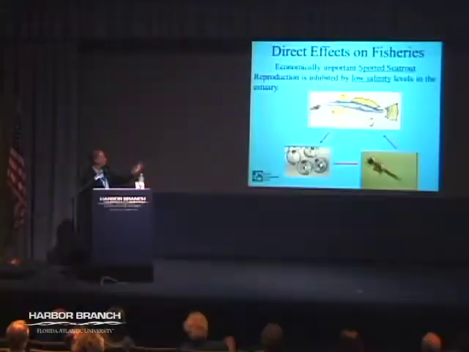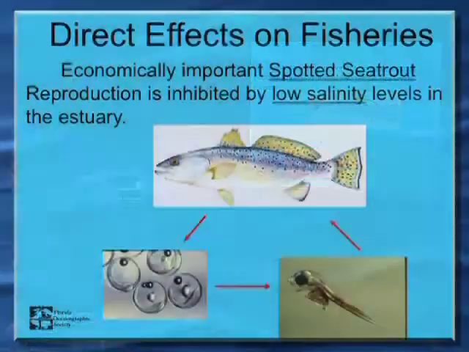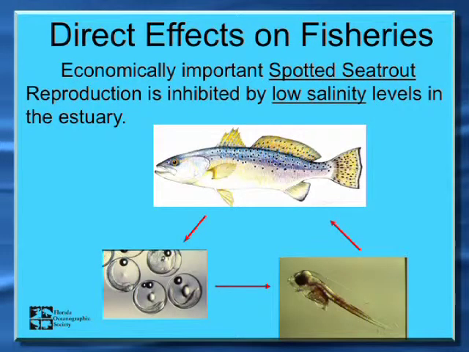A lot of fish spawn offshore, and their juvenile stages are inshore in the estuaries. But this spotted sea trout, obviously, during that time when those fertilized eggs are in the water column and you have this huge discharge event of fresh water, can literally wipe out an entire generation of spotted sea trout.